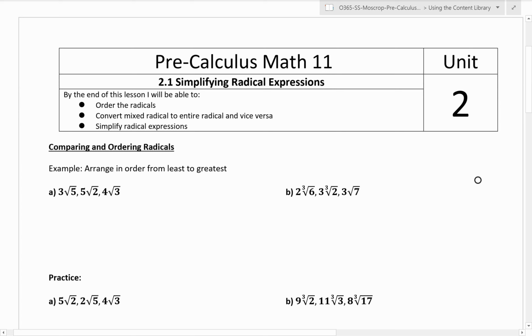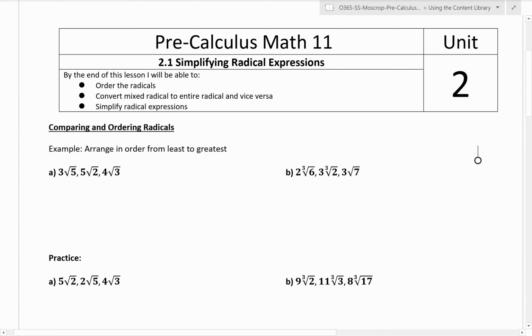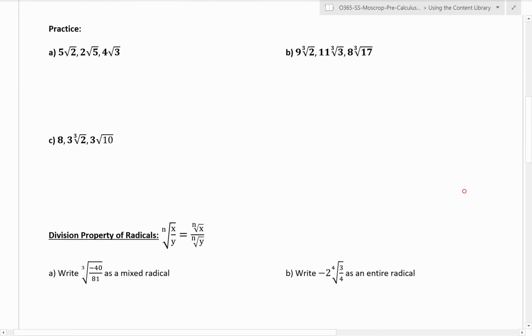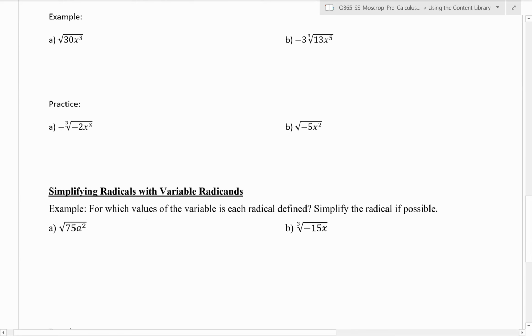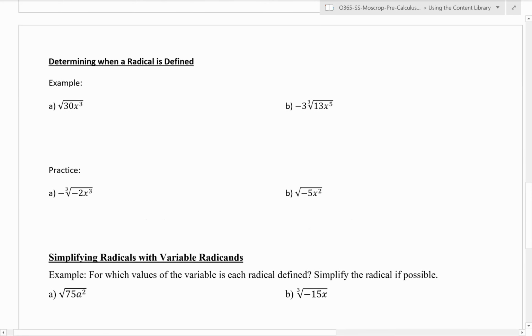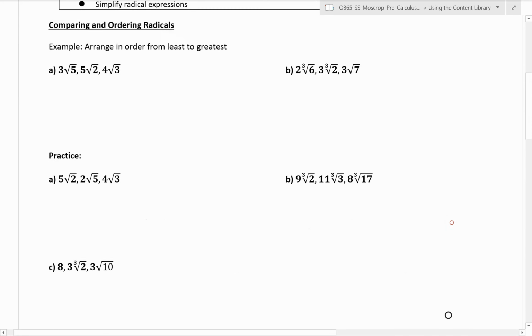We're going to start Unit 2, and Unit 2 is all about radicals. So the first lesson is actually, well, the first part of it is kind of like a review. We are going to look at radicals with numbers, and later on in the lesson, we'll actually start looking at radicals with variables, as you can see on the second page, okay? But the first page, that's what we'll do first.